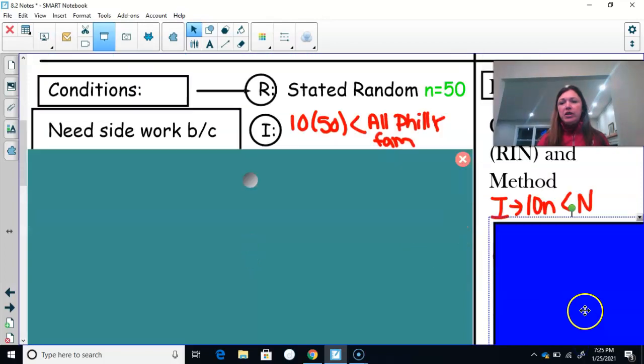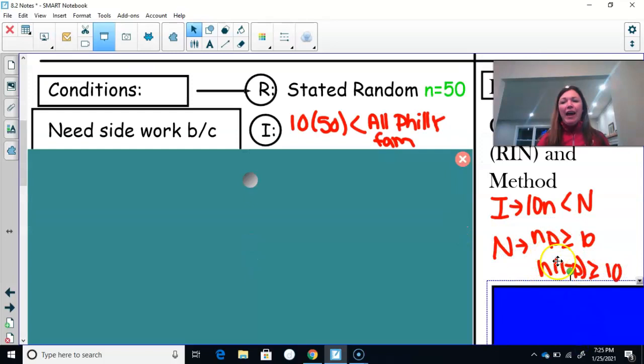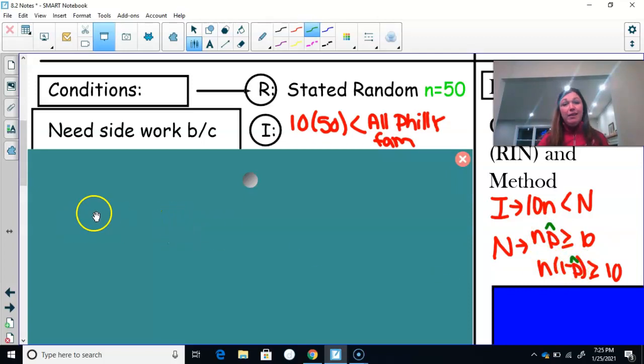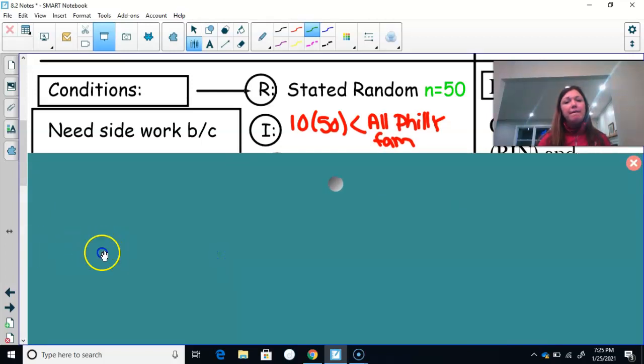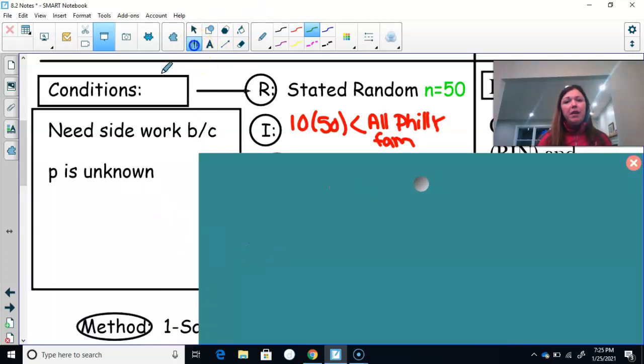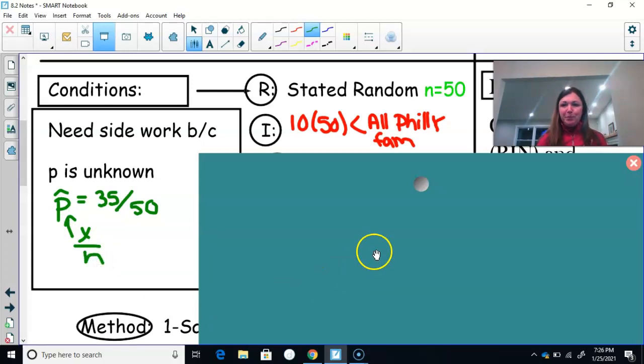Next is our normal condition. Now remember that normal condition, I can't use p because I don't know the true proportion. I'm trying to estimate it. So I'm going to need to use p hat. So we need a little side work, because p is unknown. What is our side work? p hat then, well, that's equal to 35 out of 50. We already talked about that p hat is equal to that part over the total sampled.